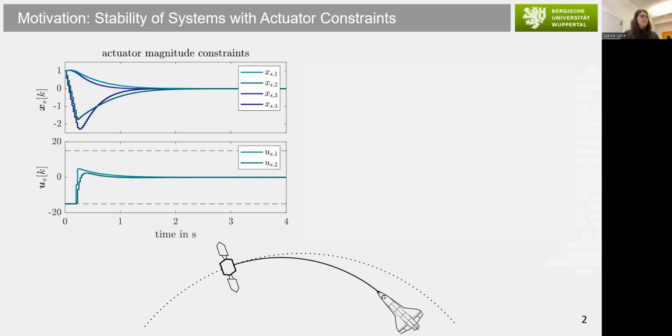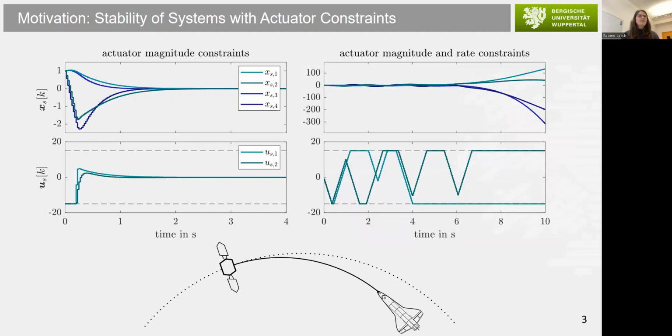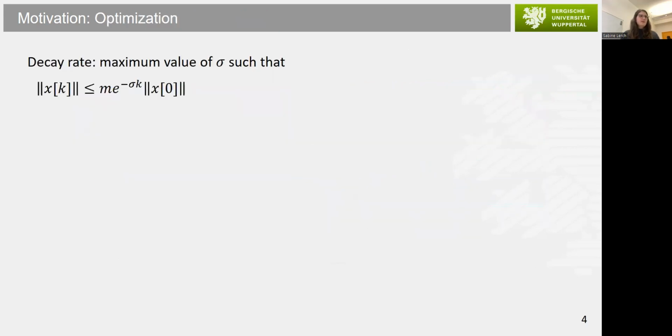performed stable. But if we now also have actuator rate limits, and we use the same controller, then these trajectories follow. So now the space shuttle is not able to dock onto the space station in a stable manner. Therefore, it is important to consider all the constraints already in the controller design.